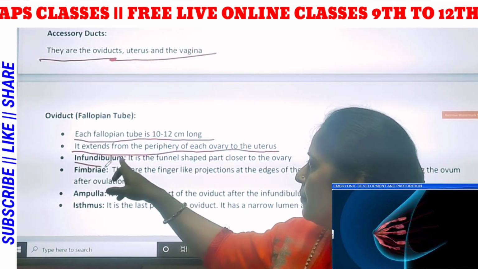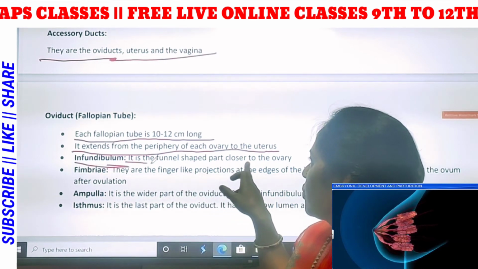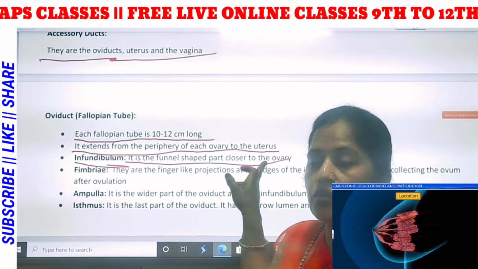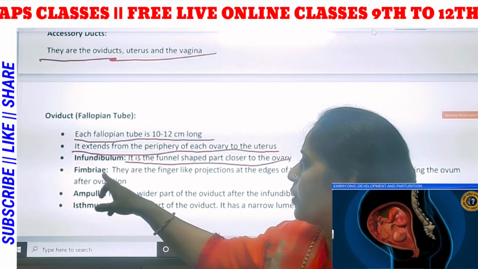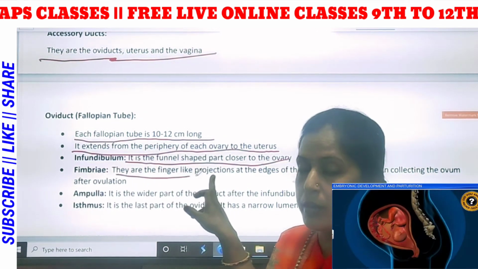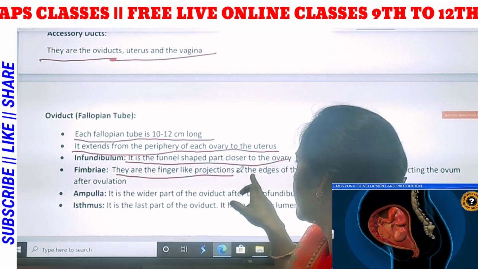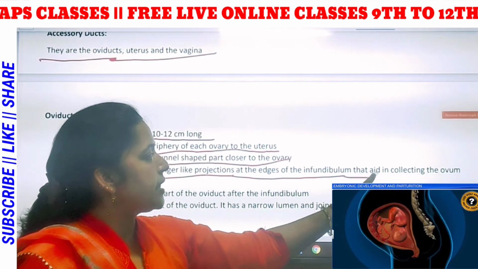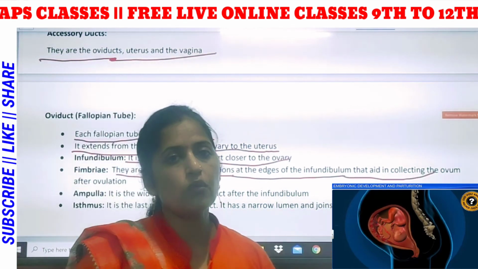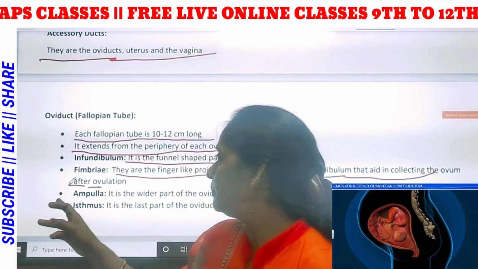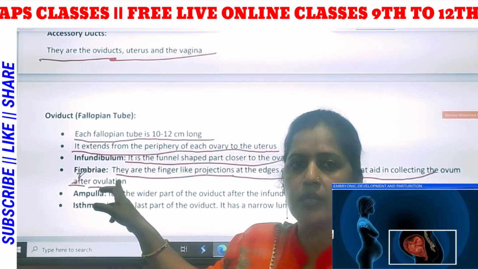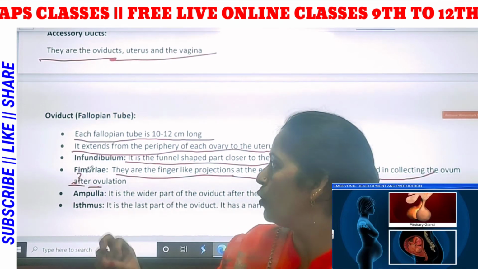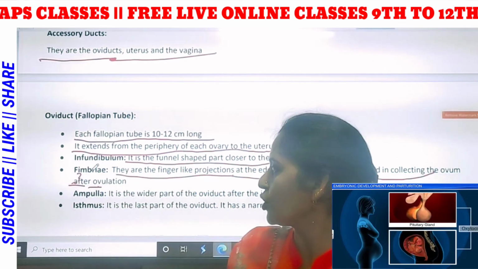Next, infundibulum. It is the funnel-shaped part closer to the ovary. It is shaped like a funnel and is very close to the ovary. Next, fimbriae. They are finger-like projections at the edges of the infundibulum that aid in collecting the ovum. They collect the ovum after ovulation. These are the finger-like projections.